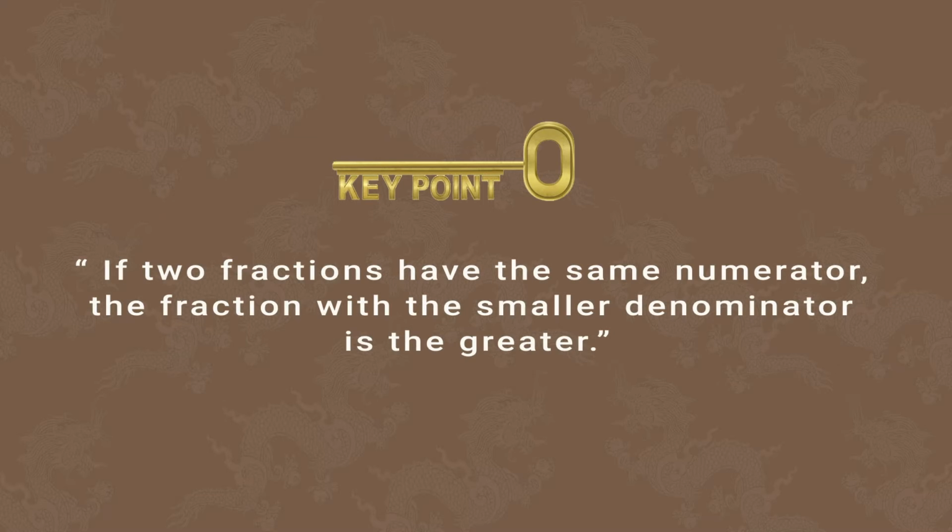Now, we have to remember that when the numerators are same, the fraction with the smaller denominator is the greater. Let's look at some examples. Look at both the fractions. Here, both the fractions have the same numerator. Which one is greater? You're absolutely right. 3/5 is greater.